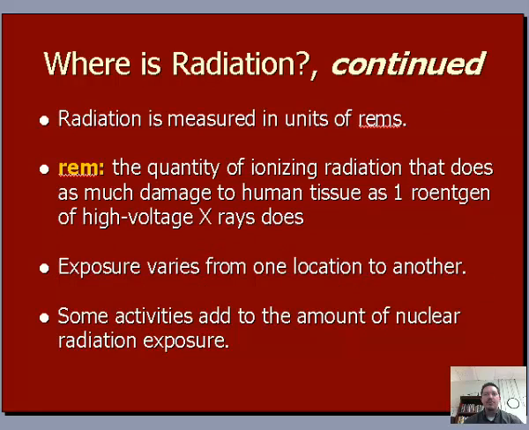Radiation is measured in units of rems. We can define a rem as the quantity of ionizing radiation that does as much damage to human tissue as 1 Röntgen of high voltage X-ray does. I'm surprised they don't capitalize Röntgen here. This is the individual who first was able to utilize and discover X-rays. This is a German scientist who did so.